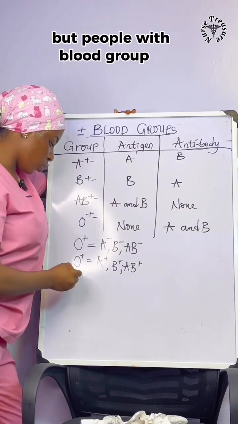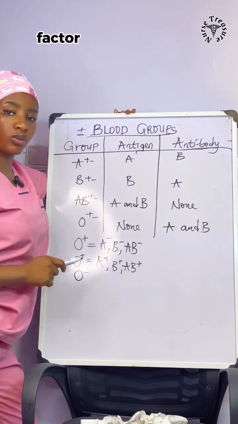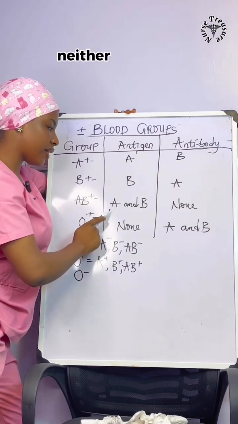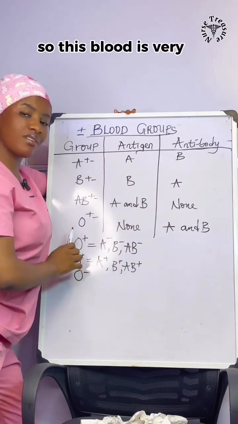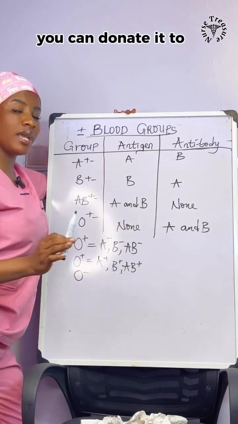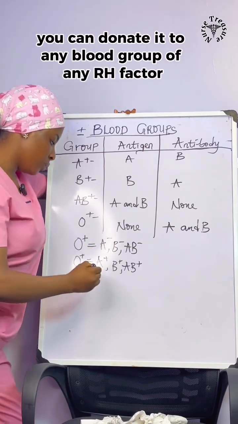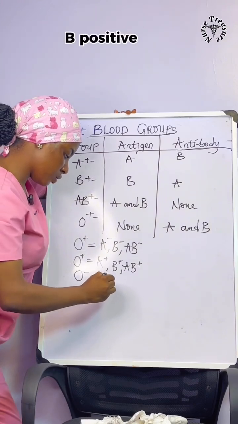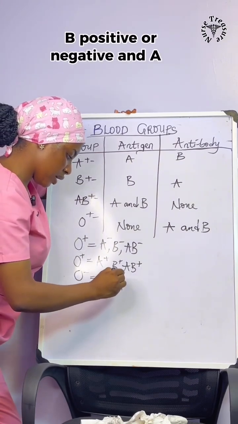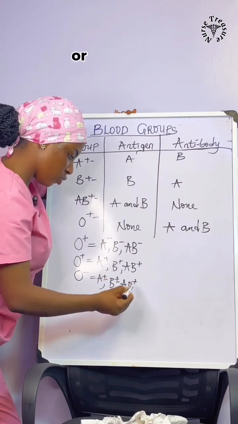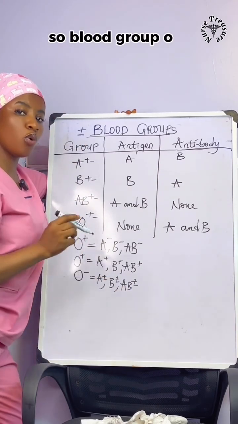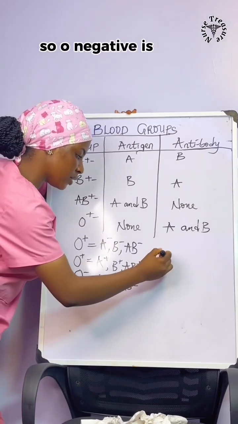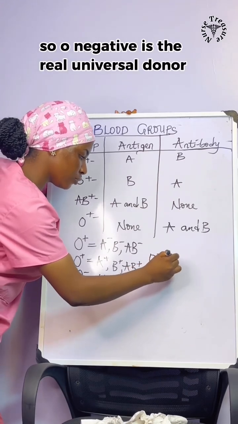But people with blood group O negative, they have no rhesus factor on the surface of their red blood cell, and as well they don't have any antigen, neither A nor B. So this blood is very clean and very safe. You can donate it to any blood group of any rhesus factor, be it A positive or negative, B positive or negative, and AB positive or negative. So blood group O negative is the real universal donor.